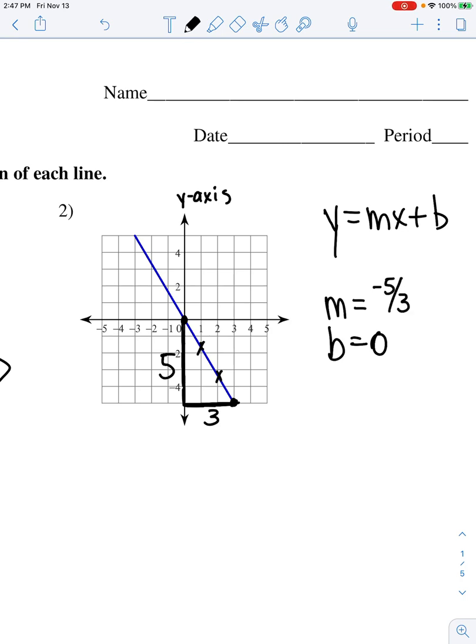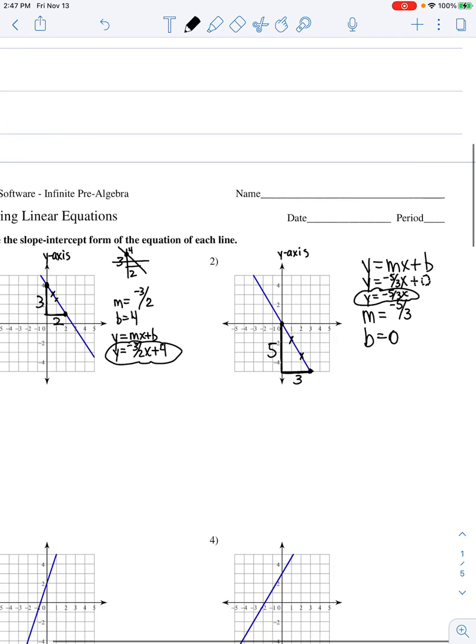So now I have what I need to plug into my equation. Y equals m, which is -5/3, x. And since it's plus 0, I don't need to write that down. I'm going to dot it so you'll see that it's kind of invisible. But on a test, you would just write y equals -5/3 x. And that would be your answer. So let's practice a few more of these.